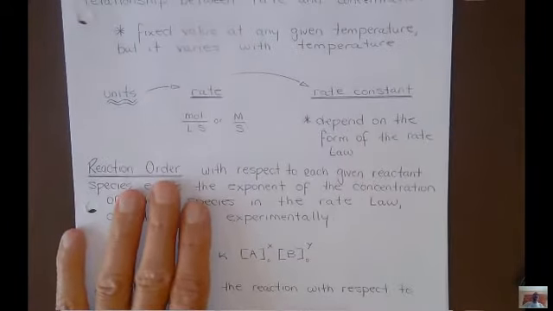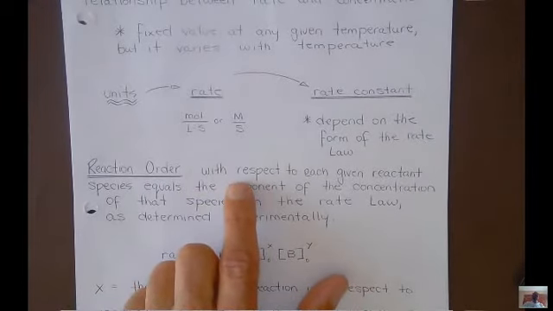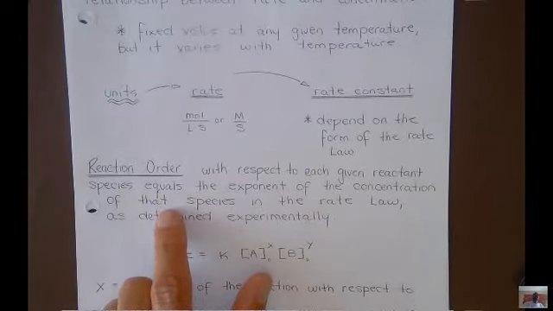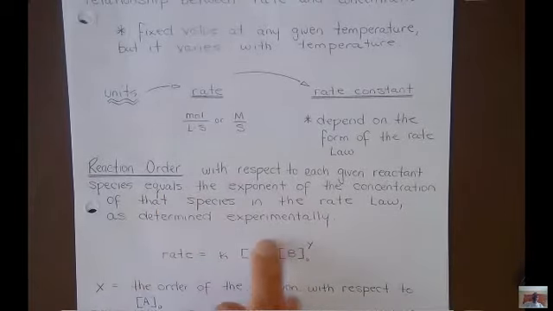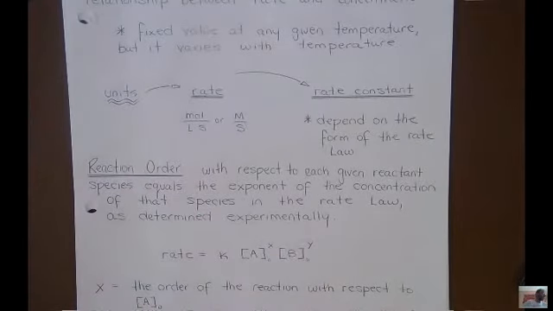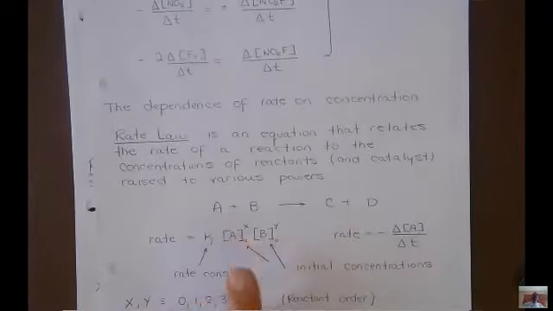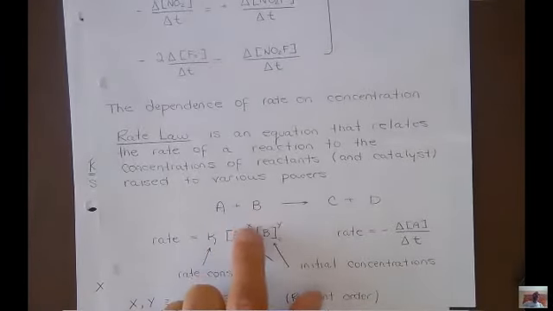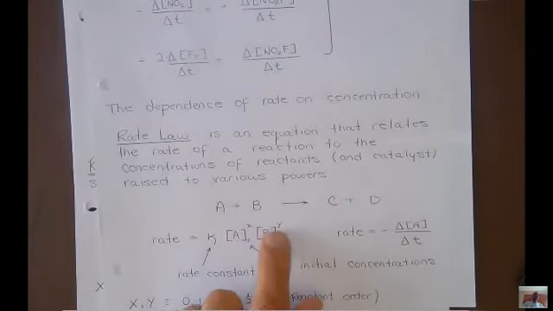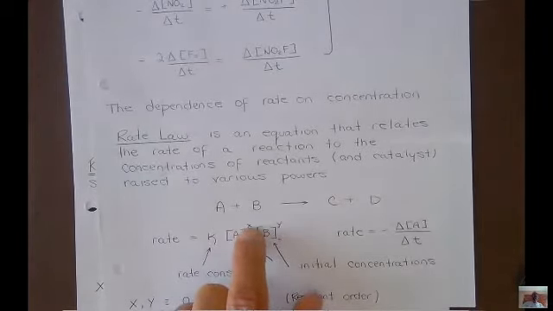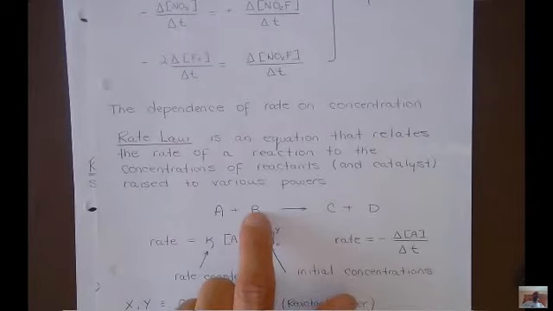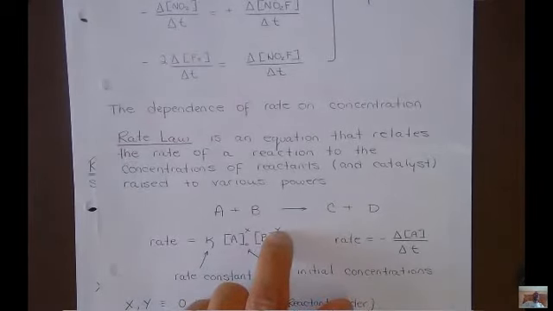The reaction order with respect to each given reactant species equals the exponent of the concentration of that species in the rate law as determined experimentally. So for instance, if I figure out that X is 1, then I would say the order of the reaction in A is first order. If X turns out to be 2, I'd say the order of the reaction in A is 2. If Y turns out to be -1, I would say the order of the reaction in B is -1.